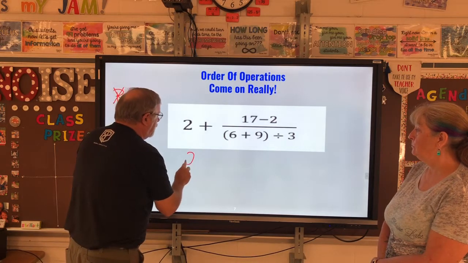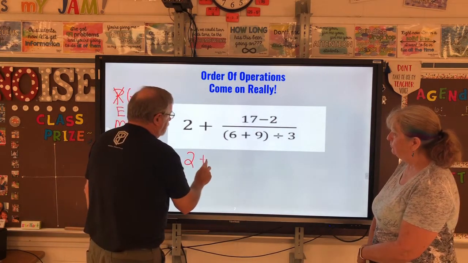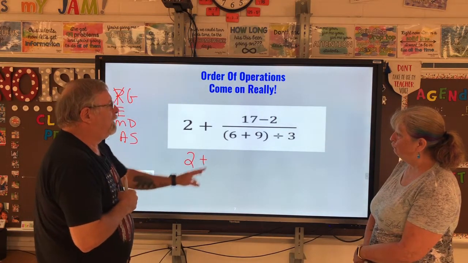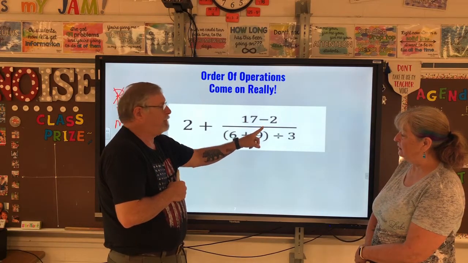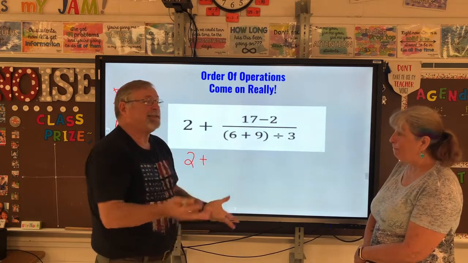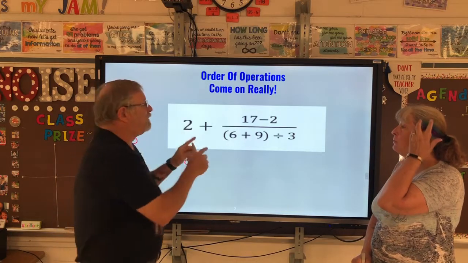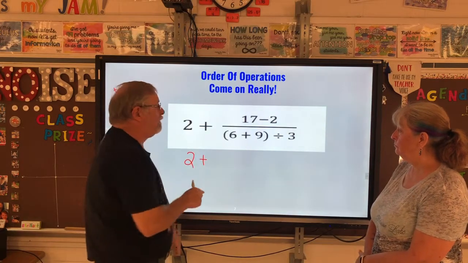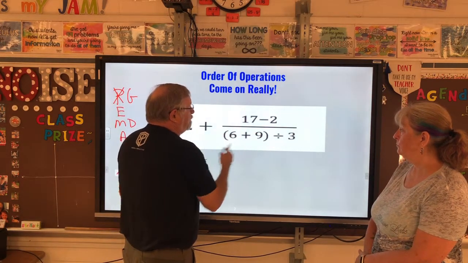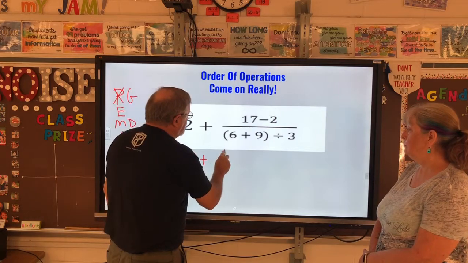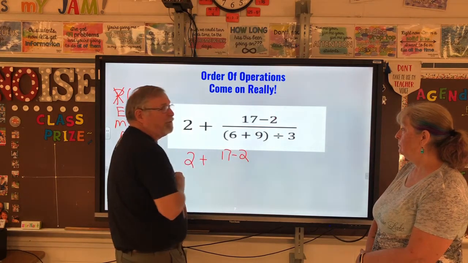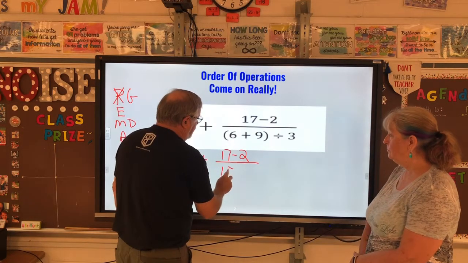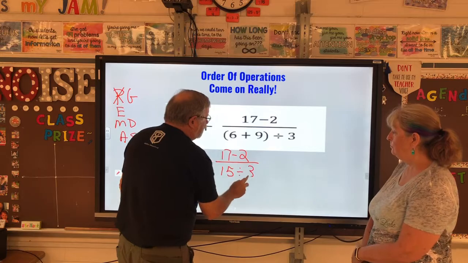I'm going to just bring down first the ones that I know I'm not going to do anything to. Now I have to look at this and go, well, I have a subtraction on the top. I have an addition on the bottom inside parentheses. So just like with those brackets, I have to do the things inside still by the order of operations. Because this is in parentheses, I'm going to do it first. So I'm just going to ignore the 17 minus 2 for now. Draw the line, and 6 plus 9 is 15, divided by 3.